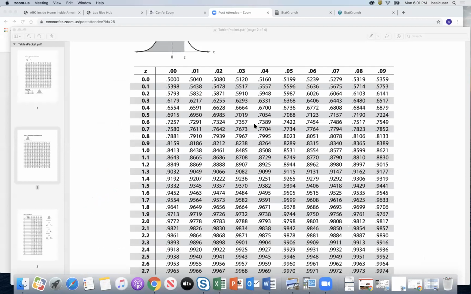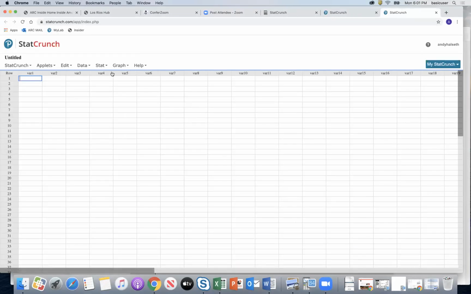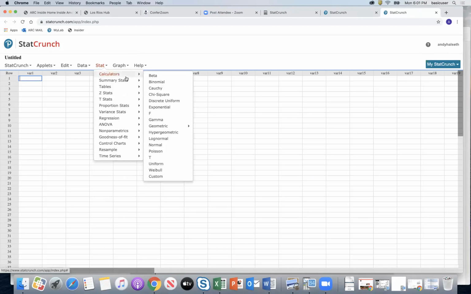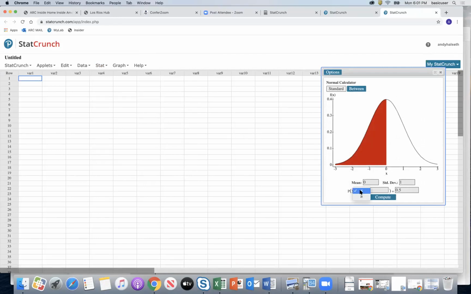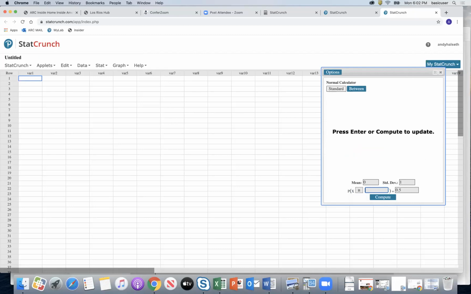Okay, if you were to use StatCrunch, remember how that works. You go stat, calculators, normal. Make sure you have the right inequality. So this is greater than, and then I would enter in my z-score of 1.33 and compute. And there's your 0.0918, just like we got with the table.